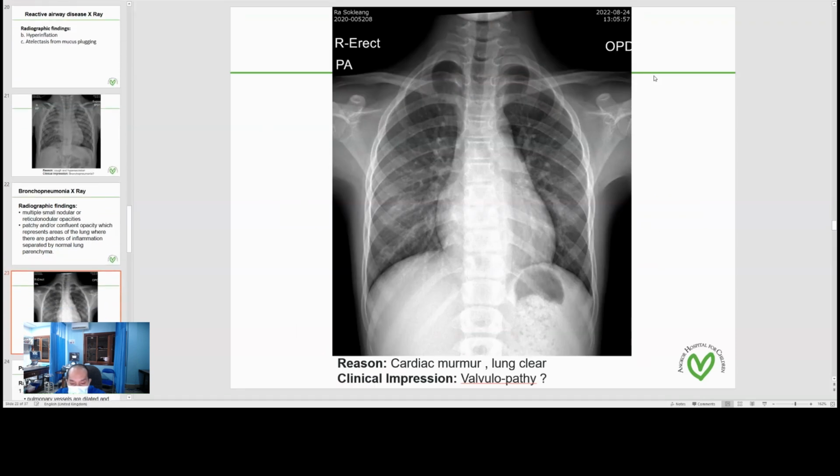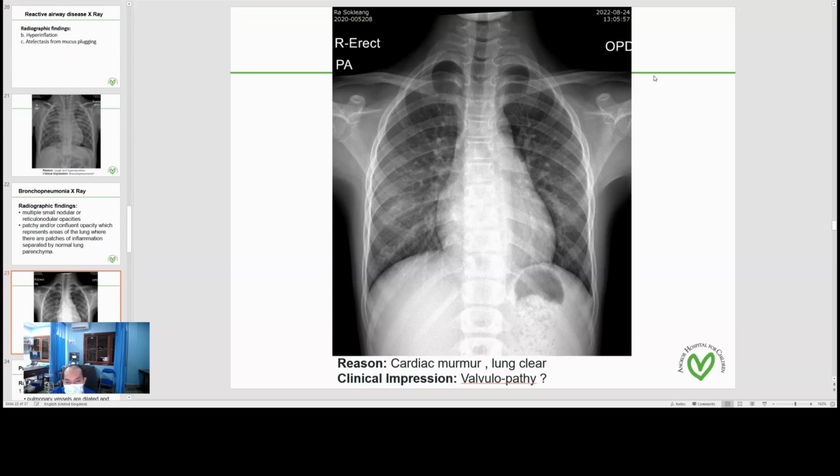The next case comes with a murmur and clear lungs, concerned about valvular function. When we look quickly, I feel that the heart is a little bit increased in size, but when we measure, it is just at the normal upper limit size.